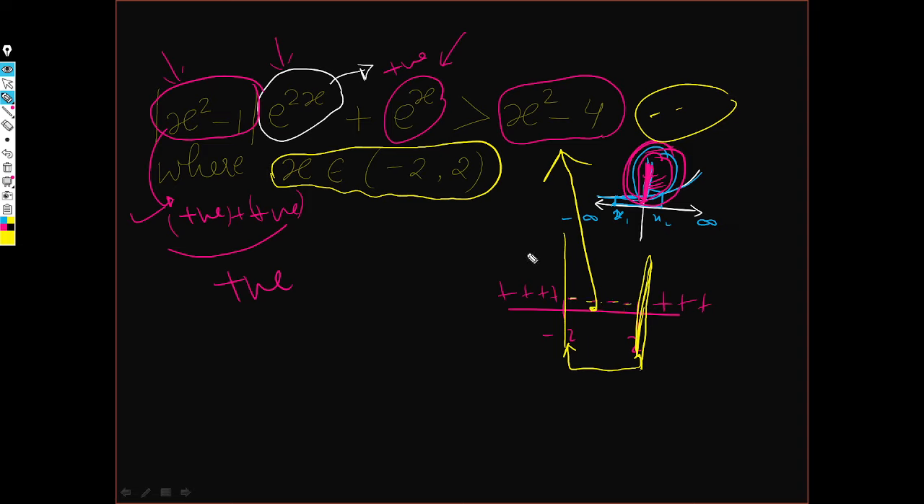Sign scheme is the sign of any polynomial or function whose sign you are finding. Now we can say that on the right hand side it is negative for x which belongs to -2 to 2. Look at this statement.